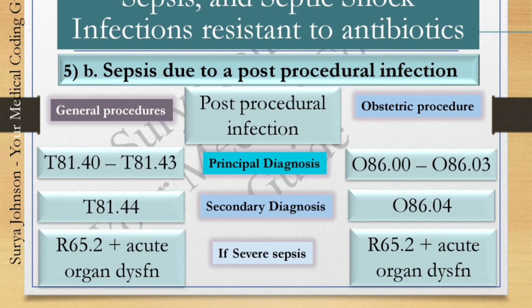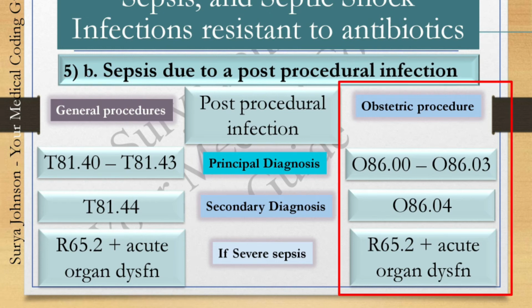So if the procedure is an obstetric procedure, as I already told, all the obstetric cases have a different kind of sequencing. There will always be an O series. So you will be coding the principal as O86.00 to O86.03, that is the infection of the obstetric surgical wound, followed by O86.04, and later by R65.2 if there is a severe sepsis along with the acute organ dysfunction. So this is how you should code and sequence the sepsis due to a post-procedural infection.